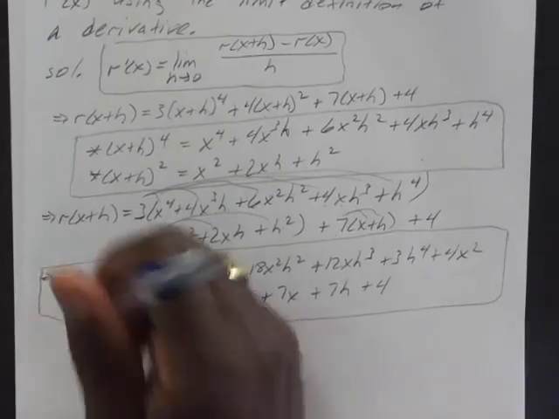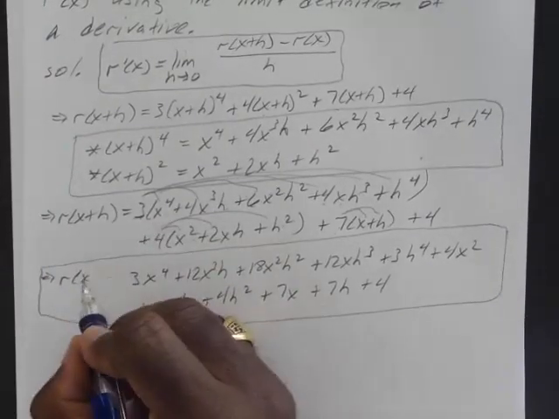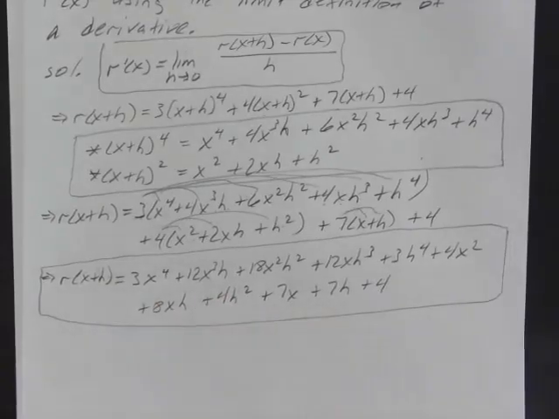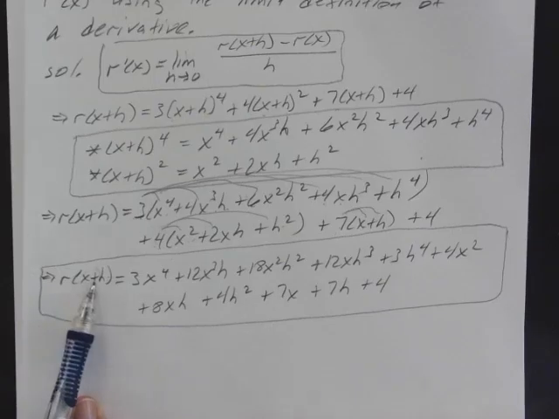But r of x should have been r of x plus h. I think I said x plus h, but then put r of x for some reason. Anyway. Okay, so it should be r of x plus h. I don't know why I put r of x.